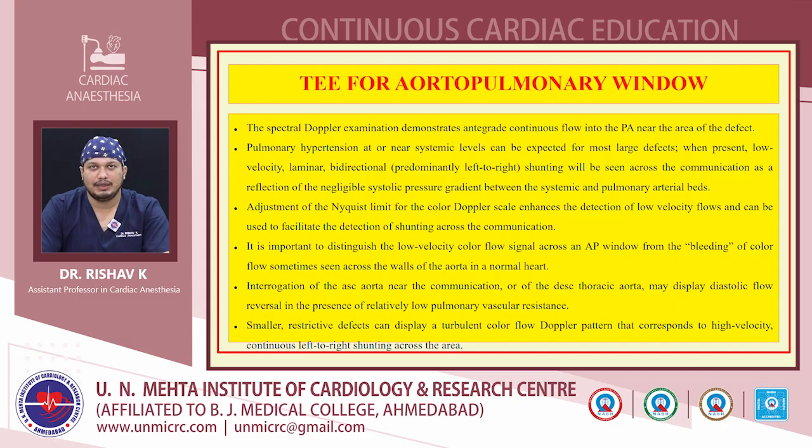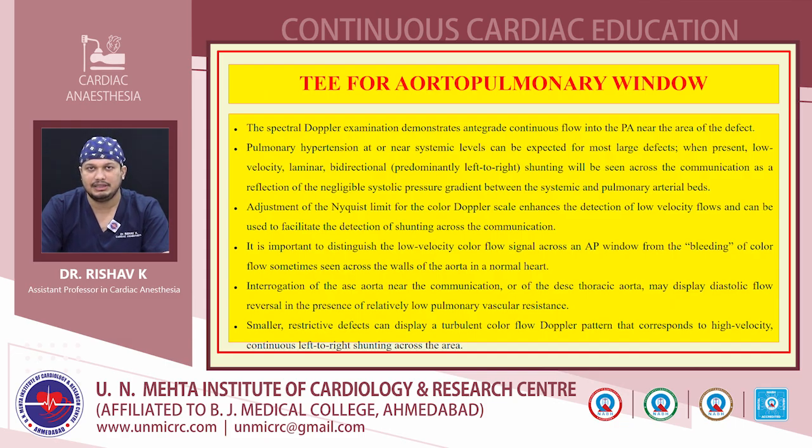Adjustment of the Nyquist limit for the color Doppler scale will enhance the detection of low velocity flows and can be used to facilitate the detection of shunting across the communication. It is important to distinguish the low velocity color flow signal from the bleeding of color flow sometimes seen across the walls of the aorta in a normal heart. Interrogation of the ascending aorta near the communication or the descending thoracic aorta may display diastolic flow reversal in the presence of relatively low pulmonary vascular resistance, and smaller restrictive defects can display a turbulent color flow Doppler pattern that corresponds to high velocity continuous left to right shunting across this area.